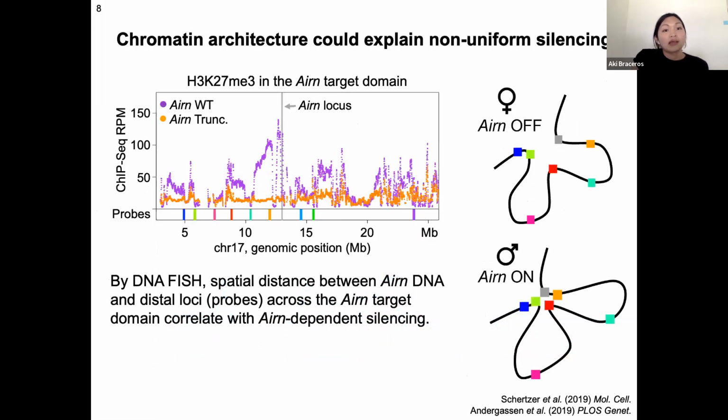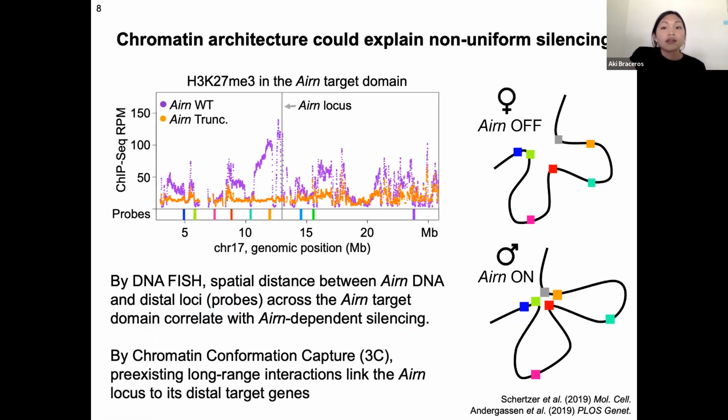So then we suspected that chromatin architecture could be one of these features. And so from our own work, we found by DNA FISH that the spatial distance between the Airn DNA locus and distal loci across its Airn target domain, as annotated here, actually correlate with Airn-dependent silencing. So what I mean by that is where you see a region that has high silencing by Airn, that region has a smaller spatial distance to the Airn locus.